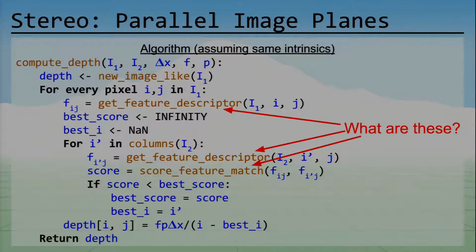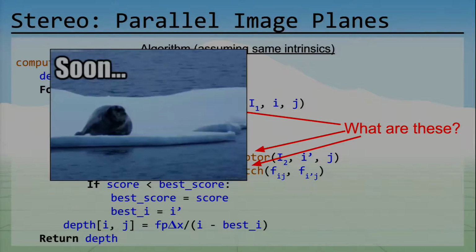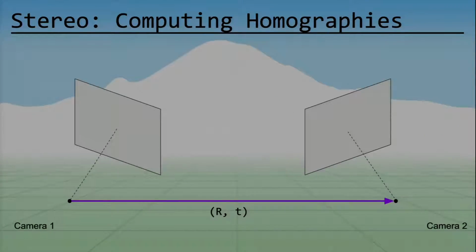And I know what you're all thinking. What does it mean to get a feature descriptor? What does it mean to match the features together? And what I will say is we're going to talk about this very soon, but not yet. I want to talk about something else first. OK, so you see how much easier it makes life when we have parallel image planes.